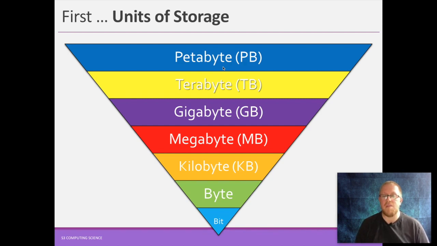1,000 bytes make a kilobyte, 1,000 kilobytes make a megabyte, 1,000 megabytes make a gigabyte, 1,000 gigabytes make a terabyte, and 1,000 terabytes make a petabyte. And above petabytes, I think we've got iota and then zettabytes. It keeps on going as the amount of data and the amount of information that exists in the world increases.